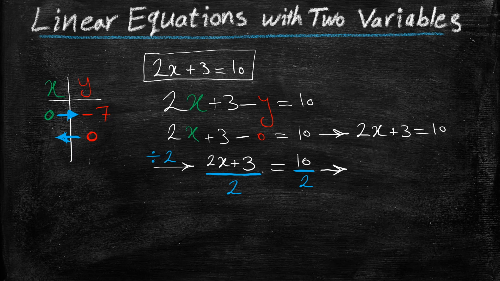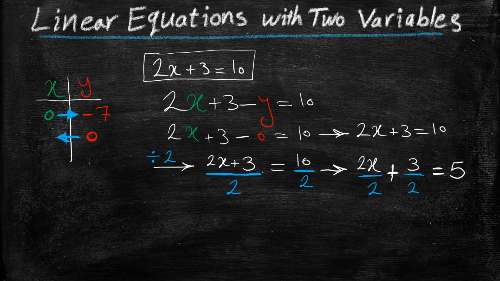So the left hand side turns into the fraction 2x divided by 2, that's 1, and then plus 3 divided by 2. As I said, you have to divide the entire left hand side by 2. That is comprised of 2x and 3. So we divide both of them by 2. That's the left hand side, equals 10 divided by 2. That's just 5.